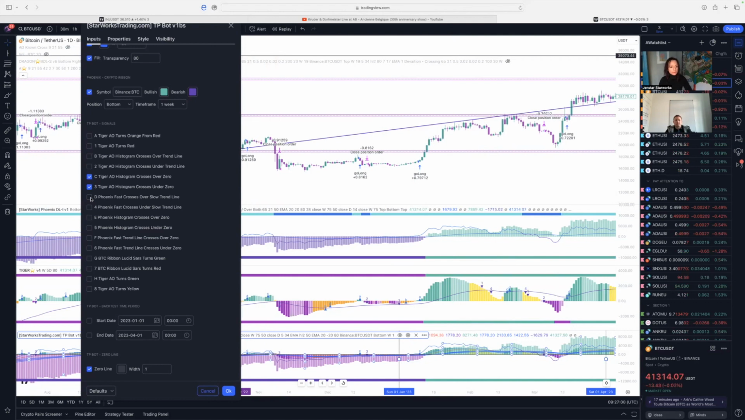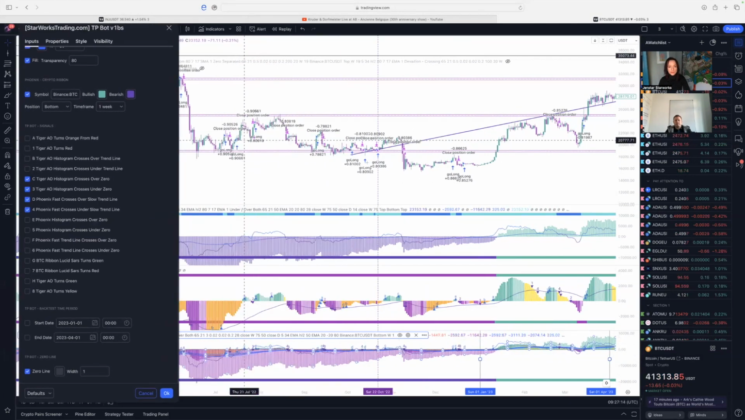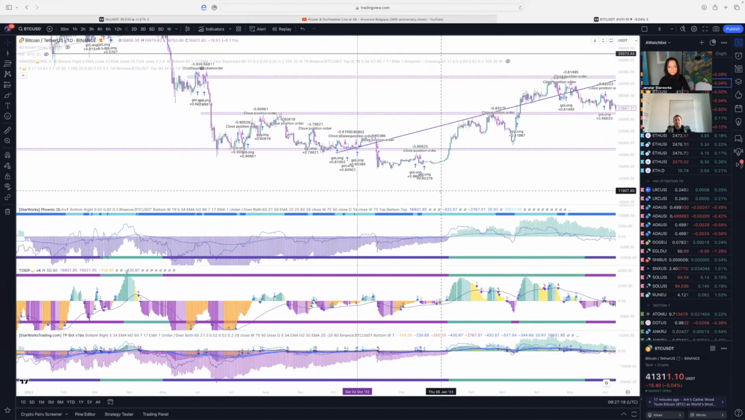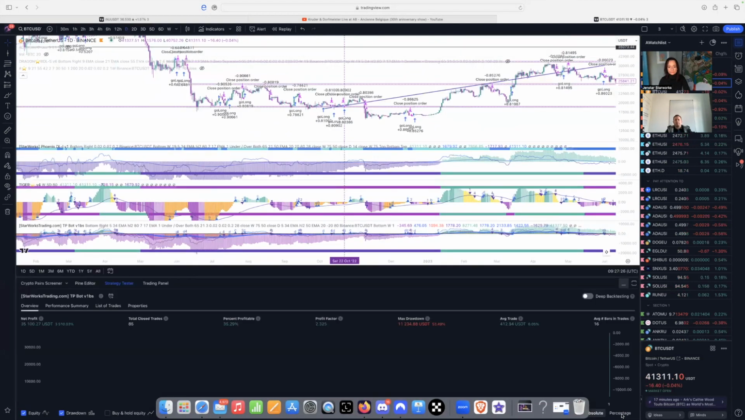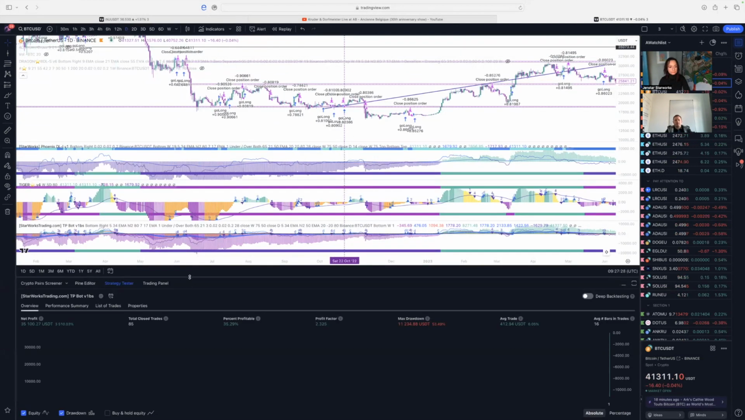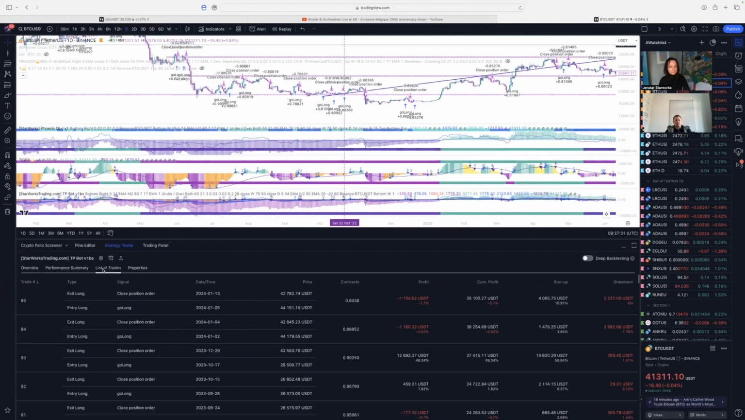So I would have probably gone Phoenix, fast crosses. So yeah, got out, had a candle before. So I may have ended up having a bit of a loss on that, but it is what it is. What's the loss on Tiger and what's the loss on Phoenix there? Easier just to measure it, I would have thought.